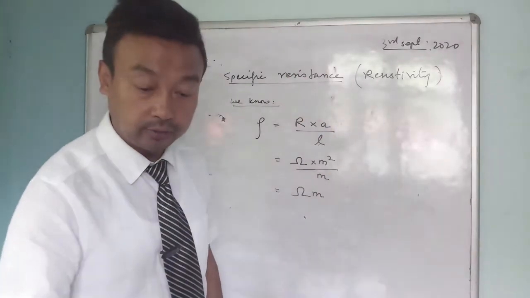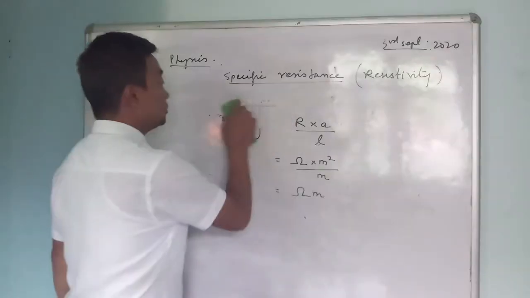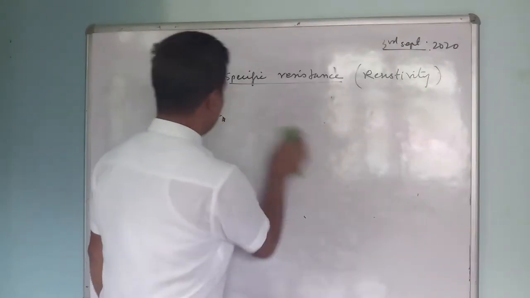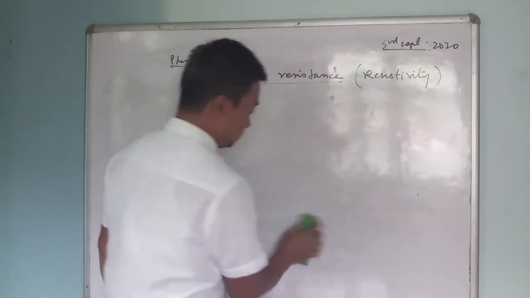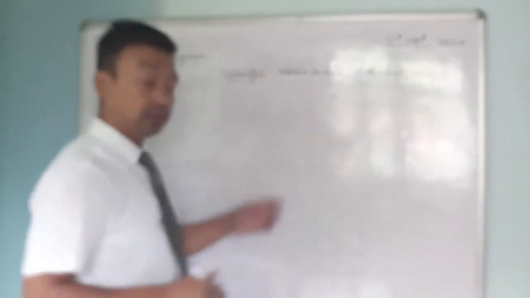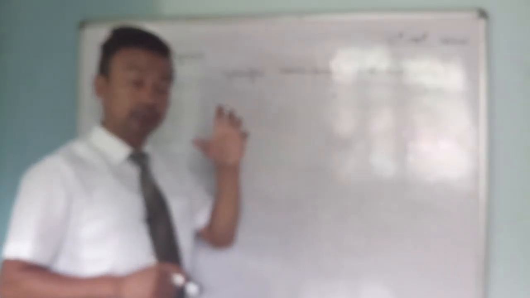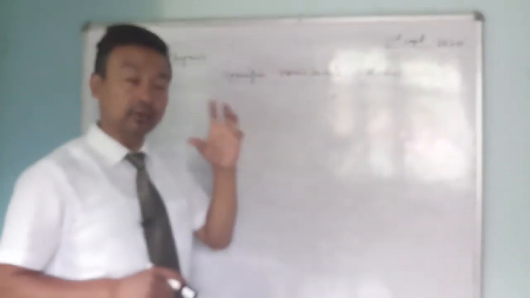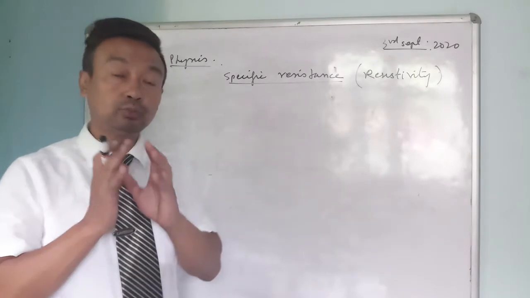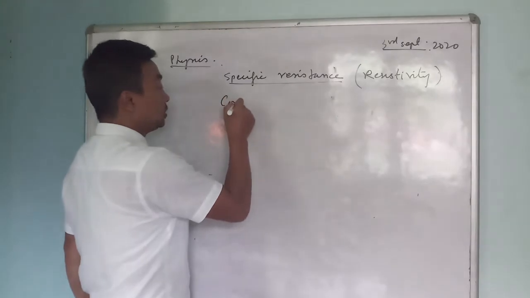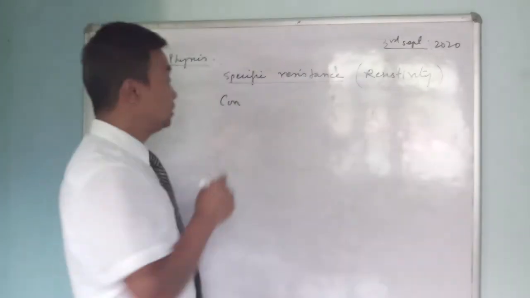Now we come to the last term, that is called the conductivity. Like last time, if you remember, we learned the term conductance, and conductance is the reciprocal of the resistance. So today we are going to learn the next term, that is conductivity.